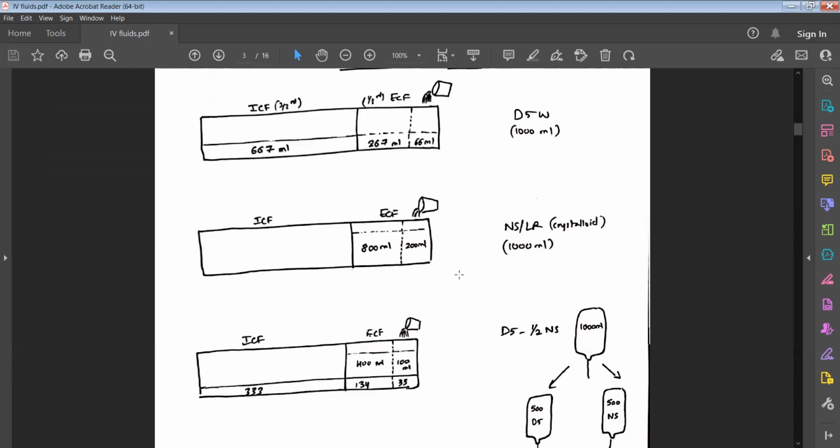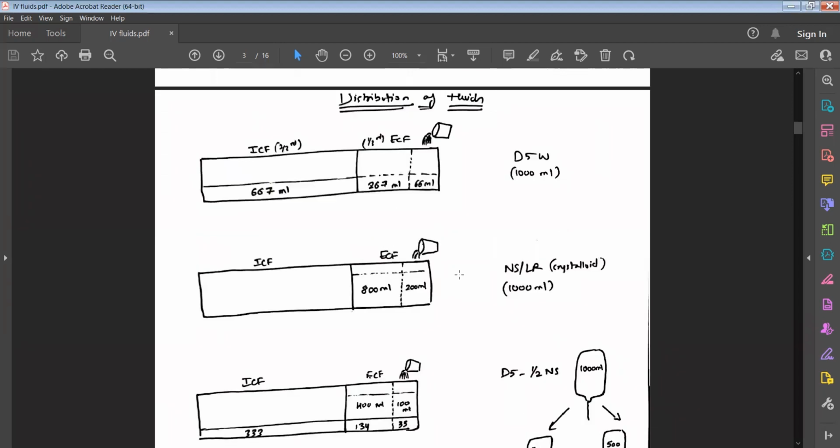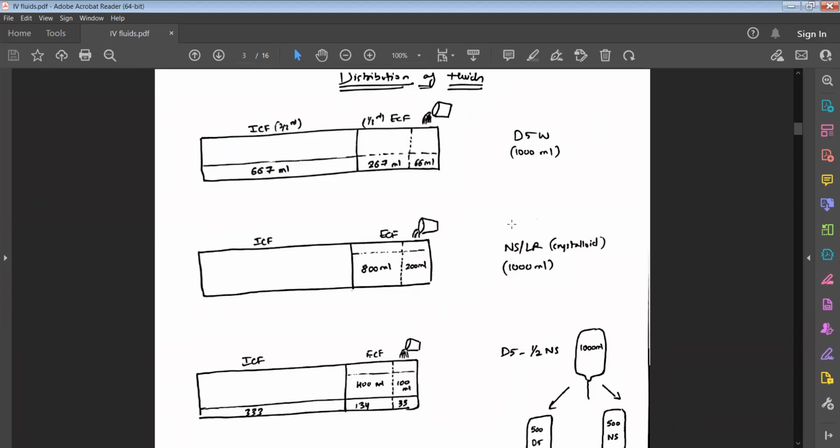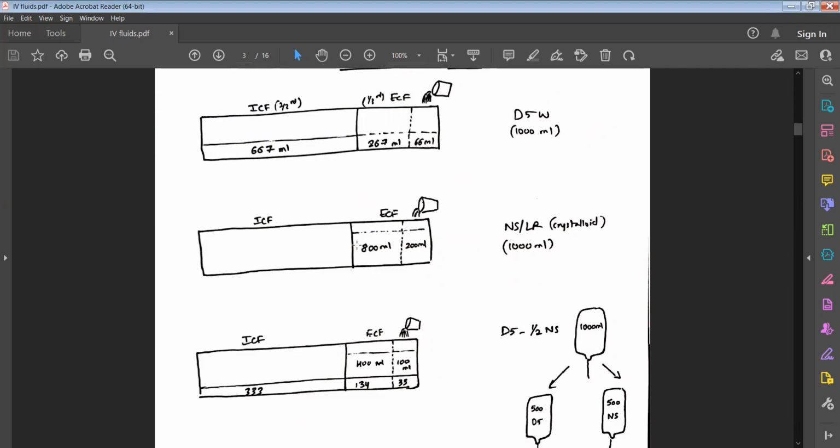The reason this is important is because later on, when I'm going to teach calculations, you need to know, whenever you give a liter of fluid, where is this fluid going to go and how much of it is going to remain in which compartment. So if you're going to try to support somebody's blood pressure and you're going to give a liter of normal saline, only 200 ml remains in the intravascular compartment after redistribution.